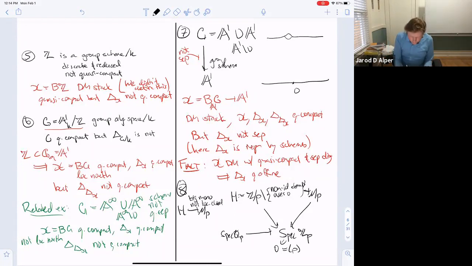And what that tells you is that the quotient, if this was G, if I take the quotient G mod H, this is a quasi-finite group algebraic space.